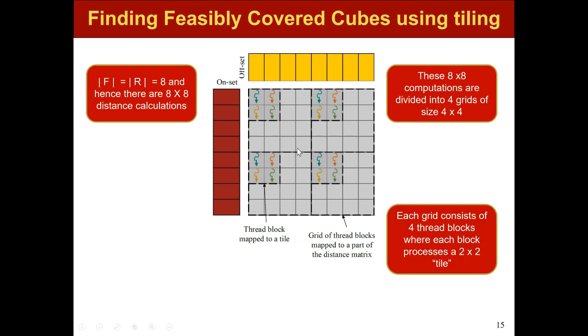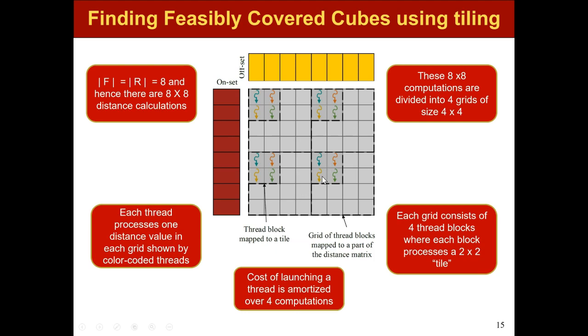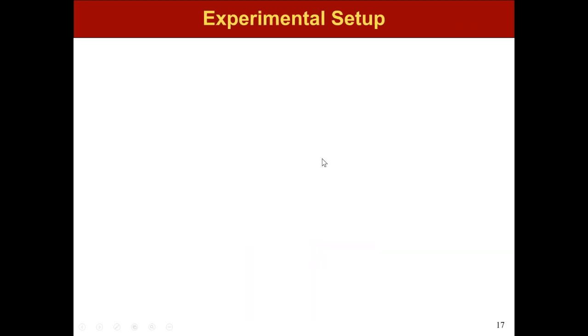In a tile, the threads of the first row and first column load the data into the shared memory, then use that data in the shared memory to do the computations. Moreover, we only launch one grid of threads from the GPU, and each thread processes one distance value in each grid, shown by the color-coded threads. This ensures that the cost of launching a thread is amortized over 4 computations. This is necessary here since the size of the onset and the offset can be hundreds of thousands, and hence the full matrix can be of the order of billions.